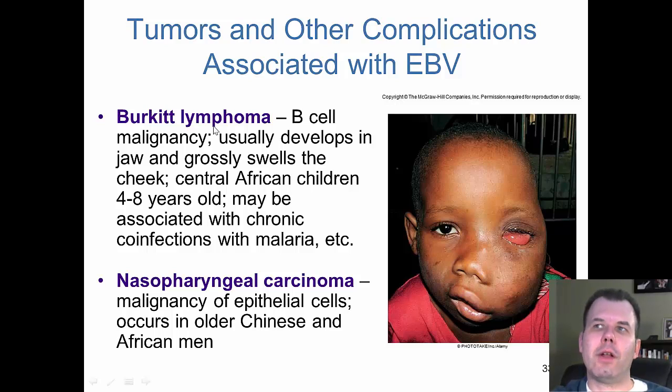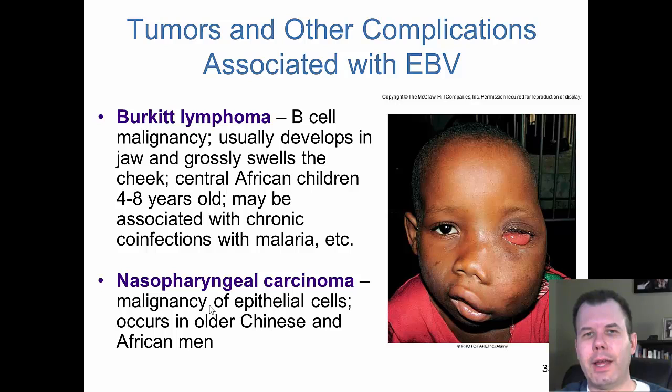Okay. Other things that can occur, this is the Burkitt's lymphoma. Like I said, the B cell develops malignancy, usually in the jaw, and grossly swells the cheek. Central African children, anywhere from 4 to 8 years old, seem to have the most symptoms. It may be associated with chronic co-infections with malaria and other things. Here you can see the swelling of the cheek and the facial cavity. Another one is the nasopharyngeal carcinoma. This is a malignancy of epithelial cells, and it occurs in older Chinese and African men.